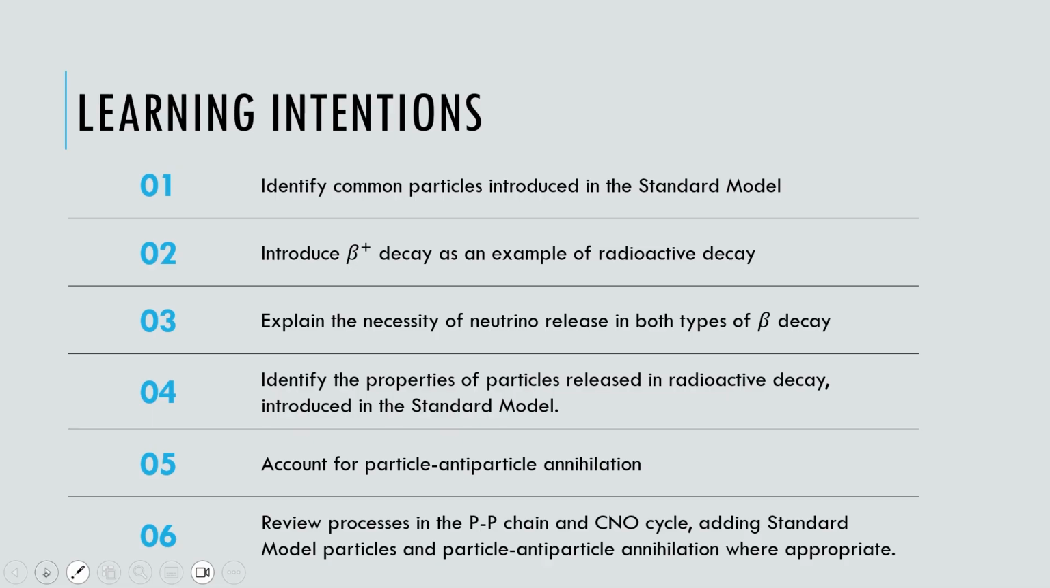So our key learning intentions today: we're going to be looking at identifying common particles introduced in the Standard Model, introduce the idea of beta plus decay as an example of radioactive decay, and look at how neutrino release is a necessity of both beta plus and beta minus decay. And because we're introducing new radiative particles, we're going to add them to our table of properties. We'll then have a look at particle-antiparticle annihilation and bring all of these concepts together to give a little bit more complexity to the proton-proton chain and CNO cycle that we looked at a few lessons ago.